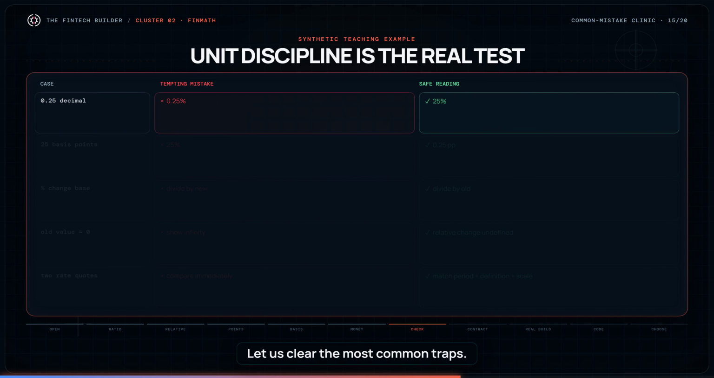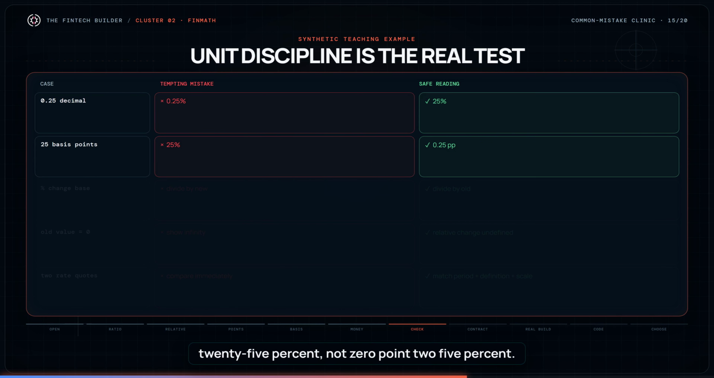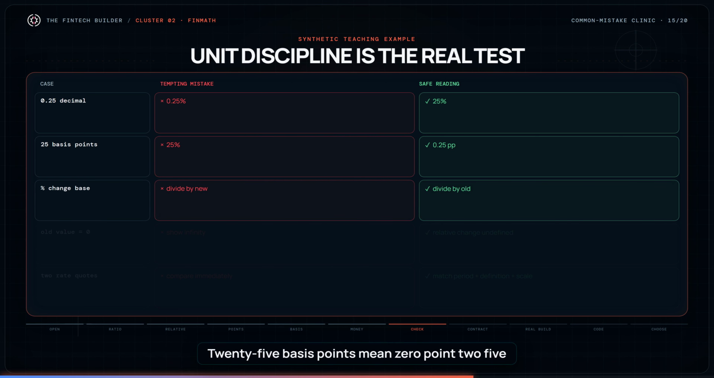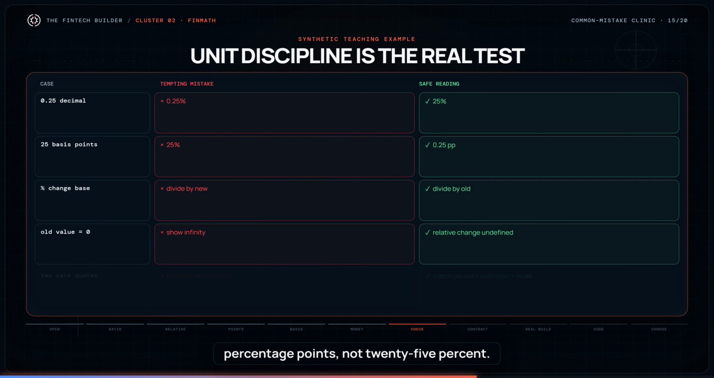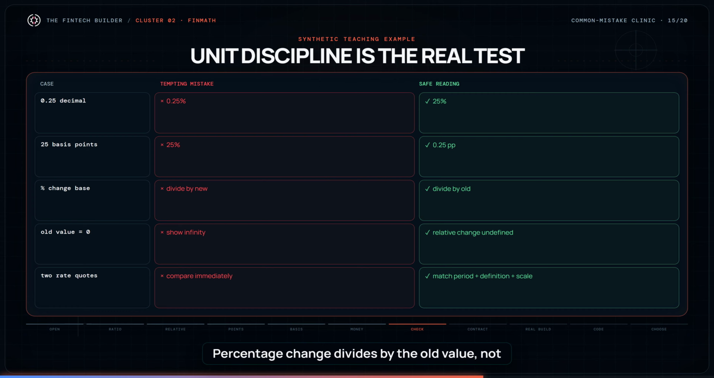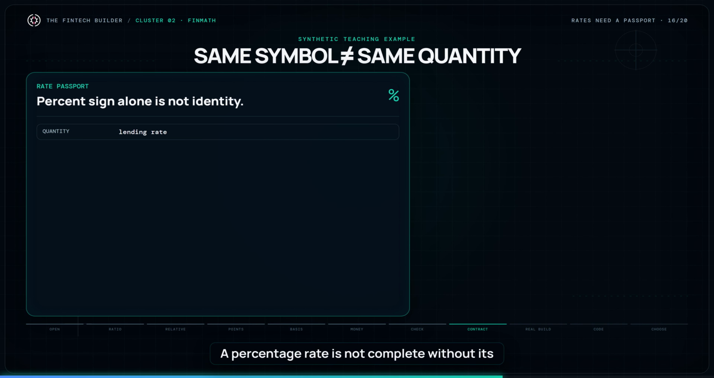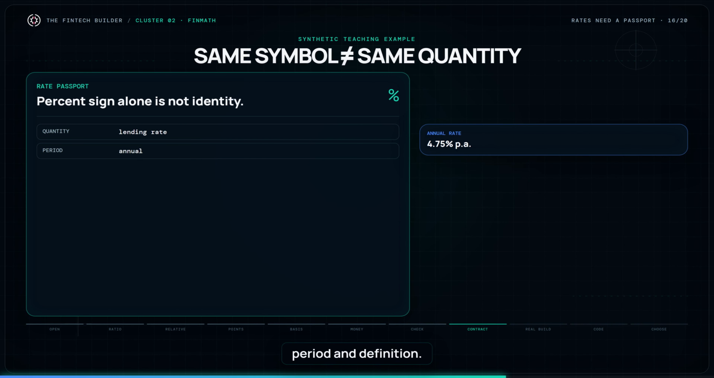Let us clear the most common traps. 0.25 as a decimal means 25%, not 0.25%. 25 basis points means 0.25 percentage points, not 25%. Percentage change divides by the old value, not the new one. A zero old value makes relative change undefined, and two rates should not be compared until their periods, definitions, and scales actually match. A percentage rate is not complete without its period and definition.